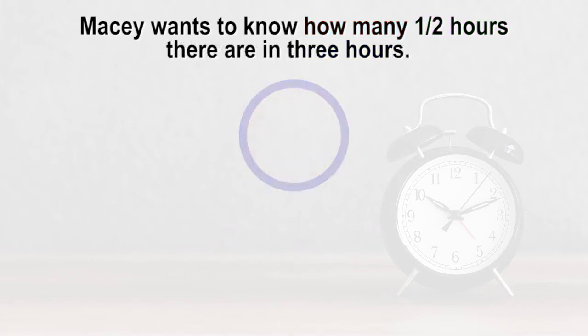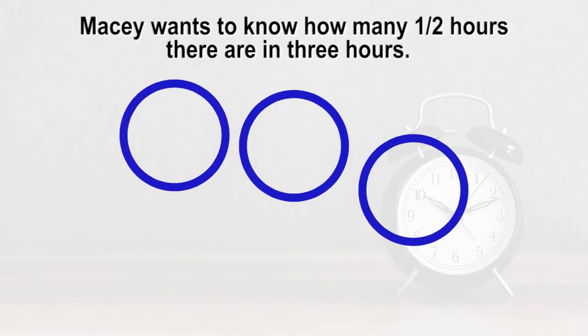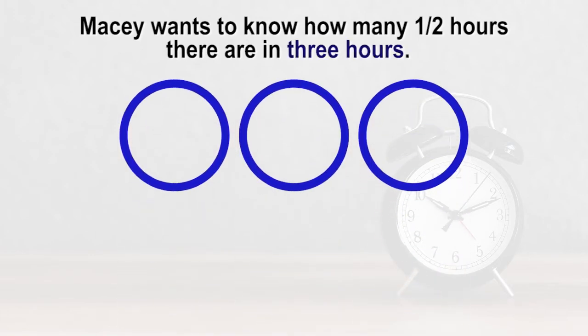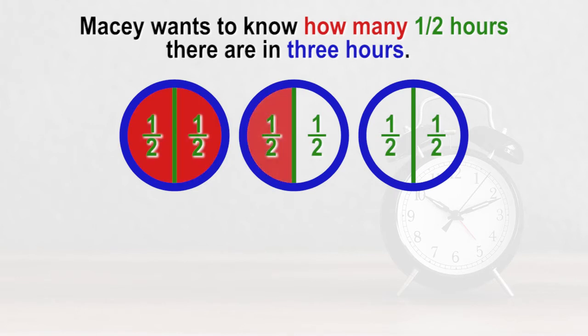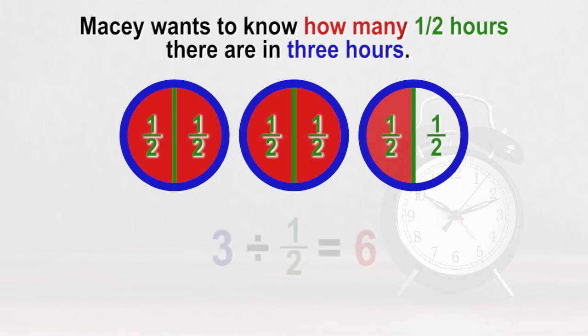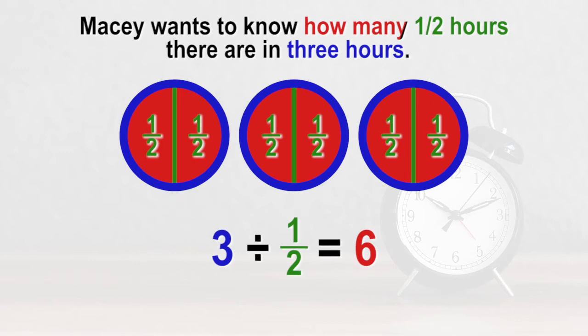What if Macy wants to know how many half hours are in 3 hours? If we take 3 whole circles to model our 3 hours, how many half circles do we need? It looks like it takes 6 1/2 pieces, so we could write this as 3 divided by 1/2 equals 6.